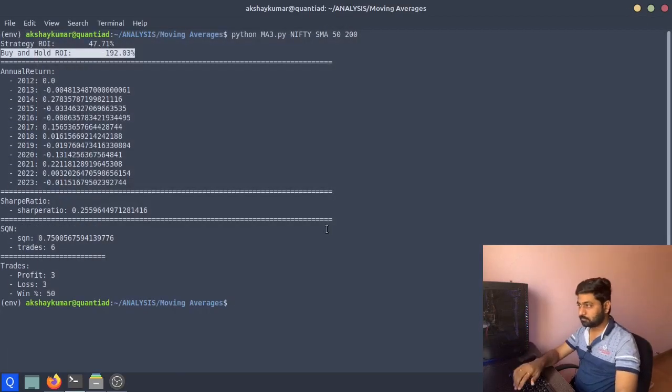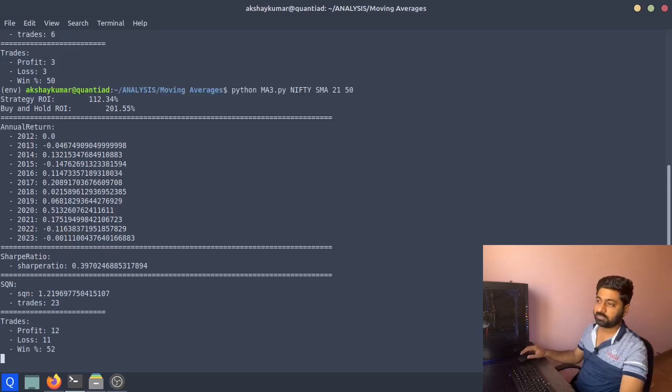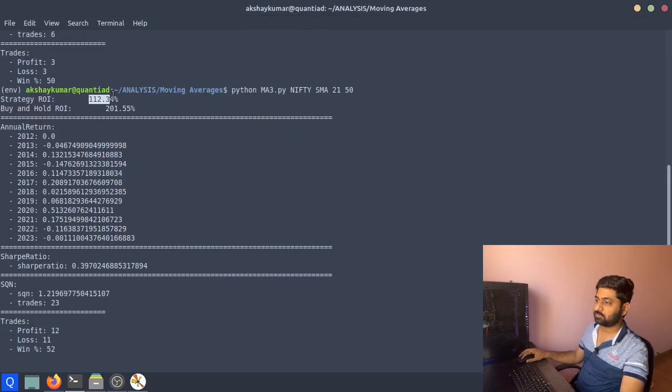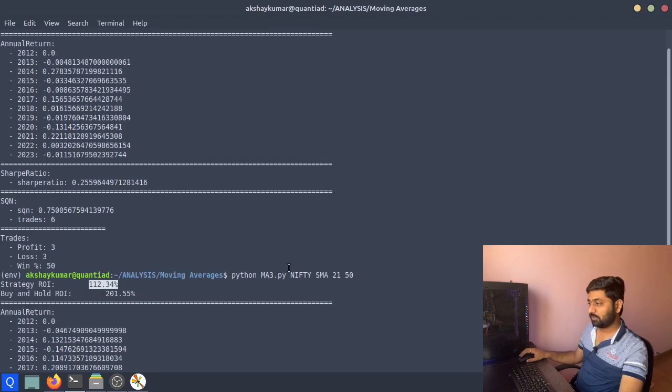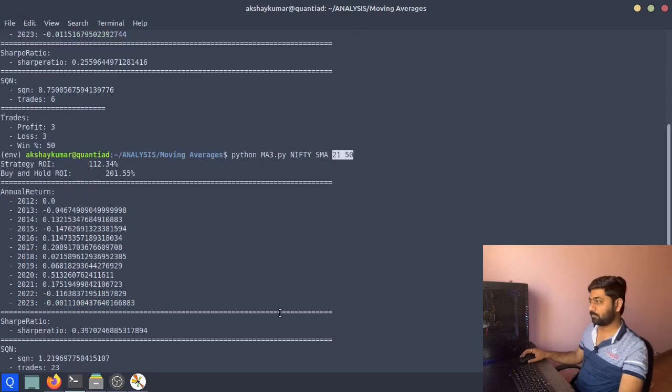Now, if you backtest any other combination, that will definitely give you a different return. You can see here the return is 112. For the same data, you will get different returns for different settings. So what is the correct setting for Nifty or Bank Nifty?